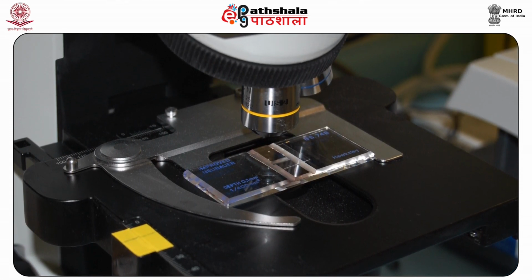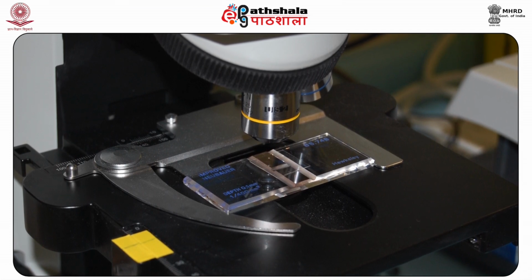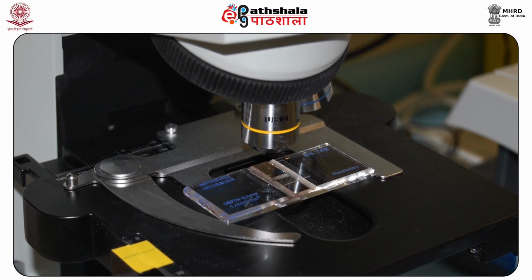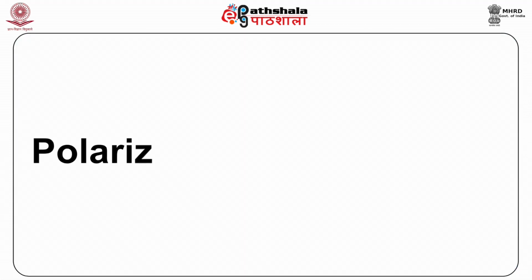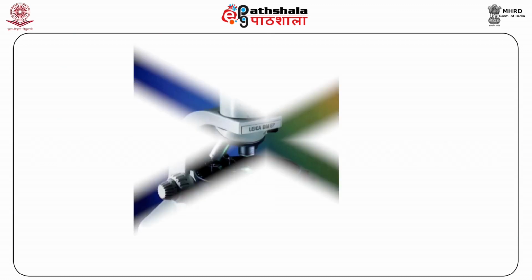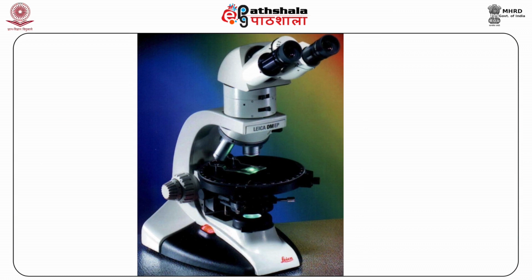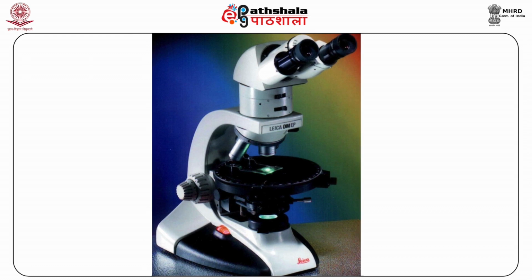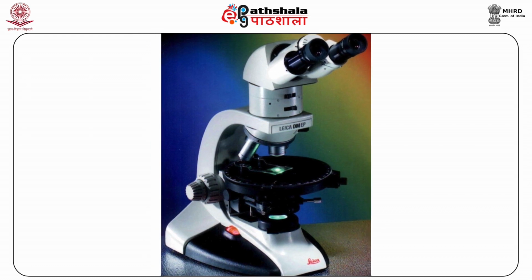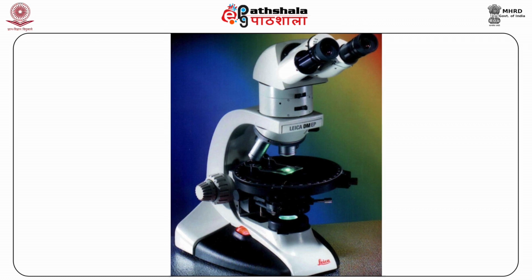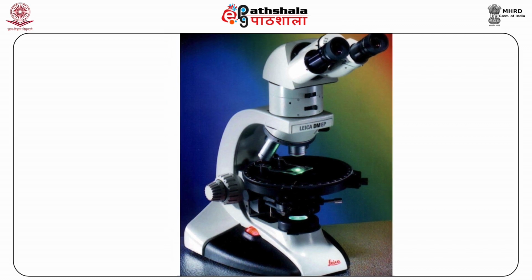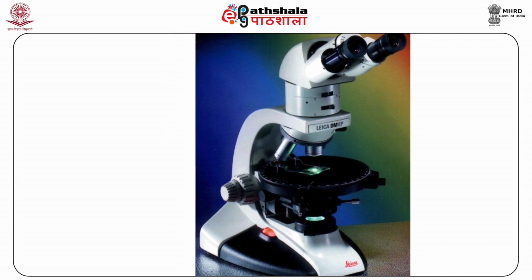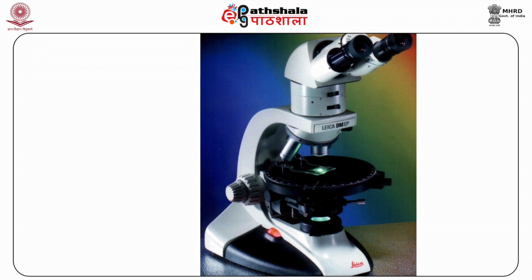Phase shifts themselves are invisible but become visible when shown as brightness variation. A polarized light microscope is a microscope equipped with two polarizing elements. One of them is the polarizer, which is located between the light source and the sample, while the other is the analyzer, which is located between the sample and the observer.